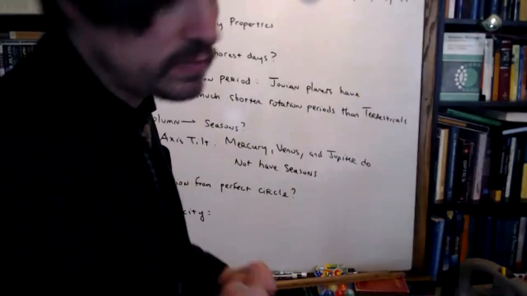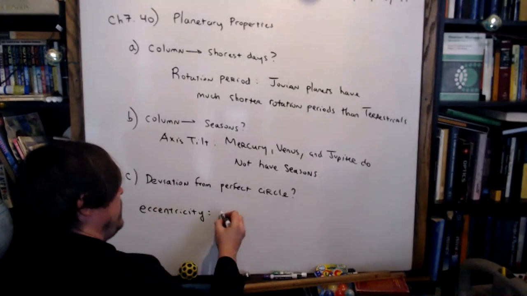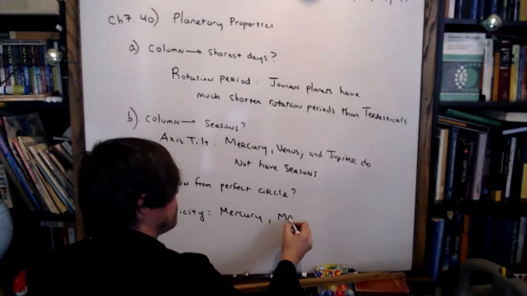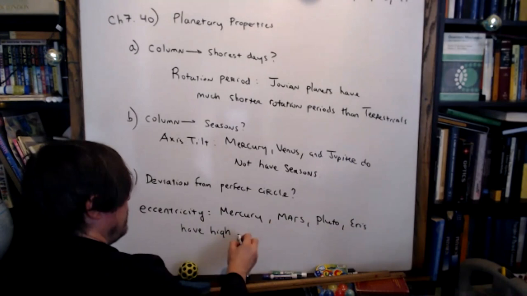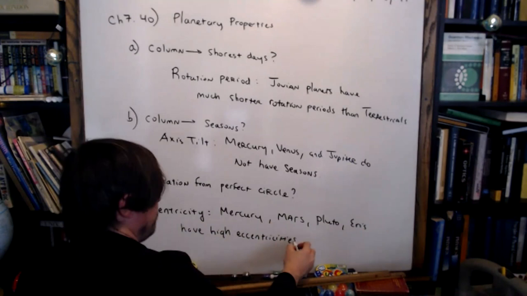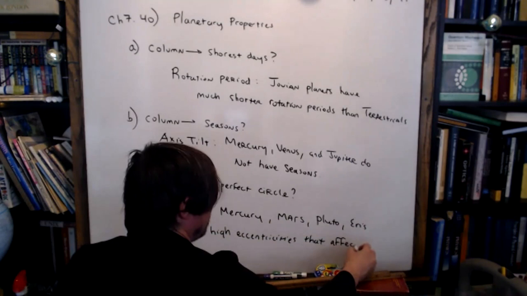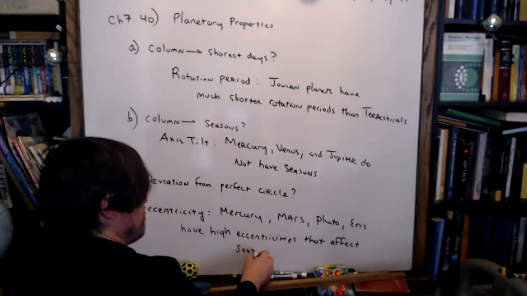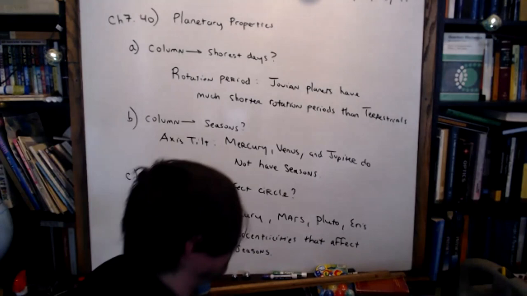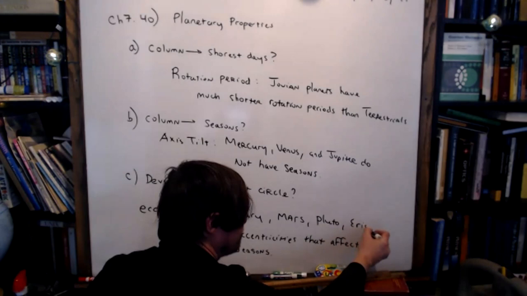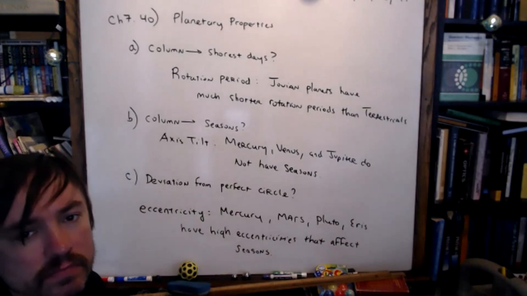So it turns out that Mercury and Mars, also Pluto and Eris, even though they're not officially planets, have high eccentricities that affect seasons. And that wraps up question 40.